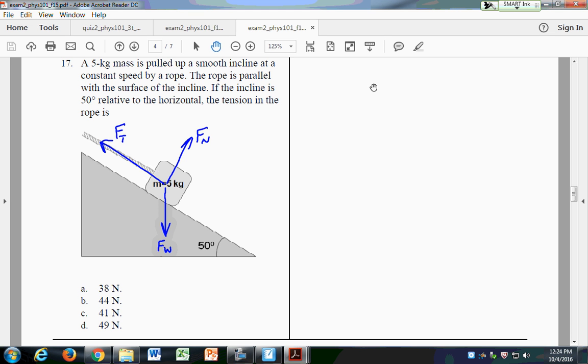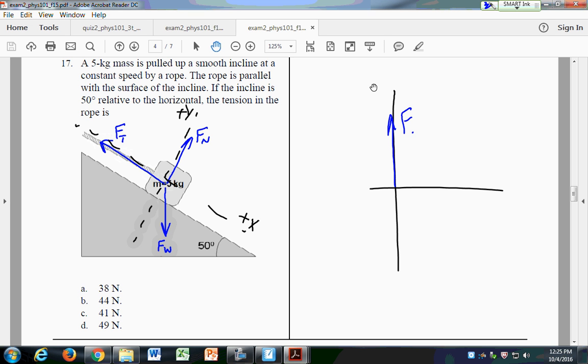Draw our coordinate system. That's my y. Here's my x. Remember, this is plus x. This is plus y. And then I can redraw that over here and resolve my vectors. I have Fn, Ft, and then I have the components of Fw. This is Fw sine of 40 and Fw cosine of 40.